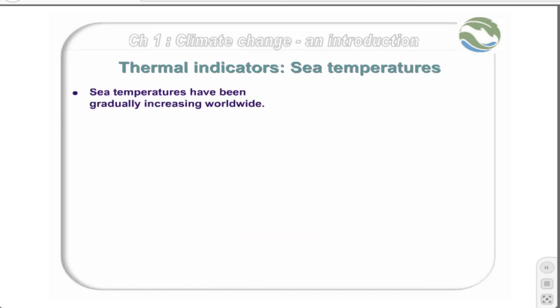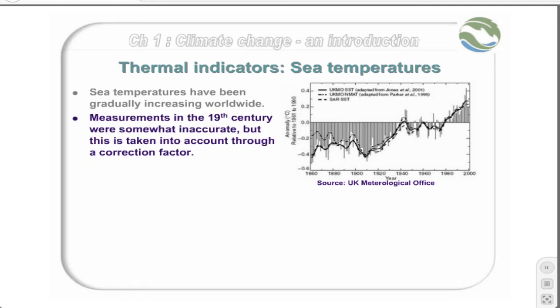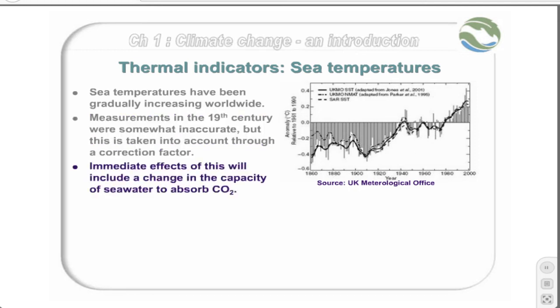Sea temperatures have been gradually increasing worldwide, as shown in this graph from the UK Meteorological Office. In the 19th century, temperature measurements were somewhat inaccurate due to the leaky buckets in which deep water was gathered. However, a correction factor used in the calculation of these temperatures shows them to be relatively consistent in the extent of this error, which can hence be eliminated. The immediate effects of global sea temperature rise will include a change in the capacity of seawater to absorb carbon dioxide, reducing its effectiveness as a carbon sink.